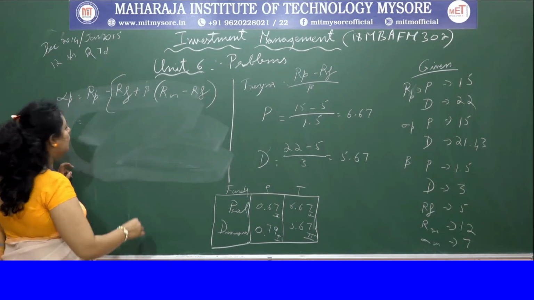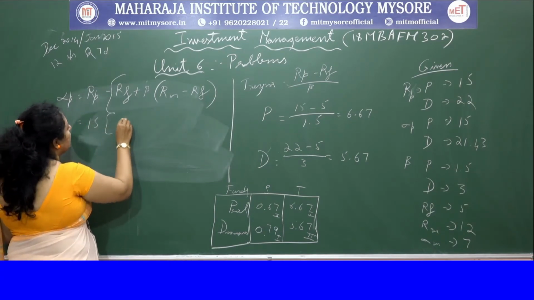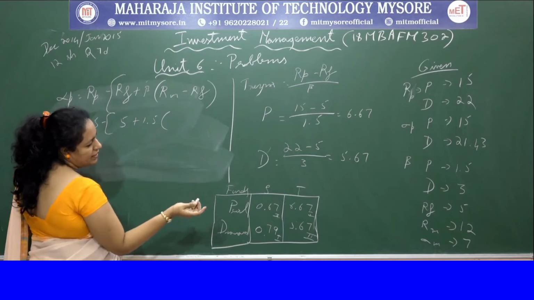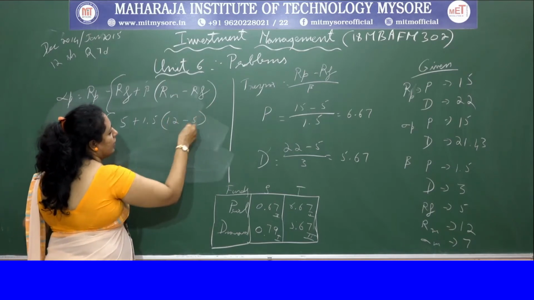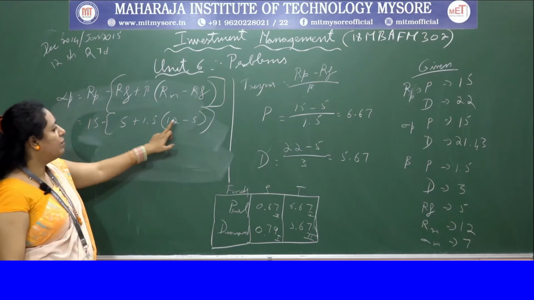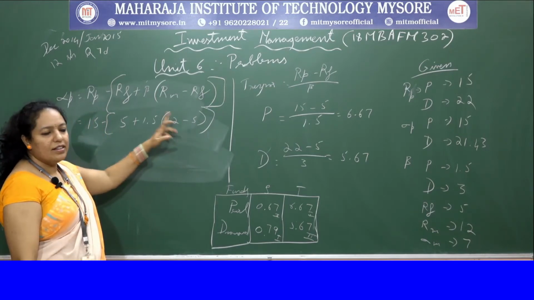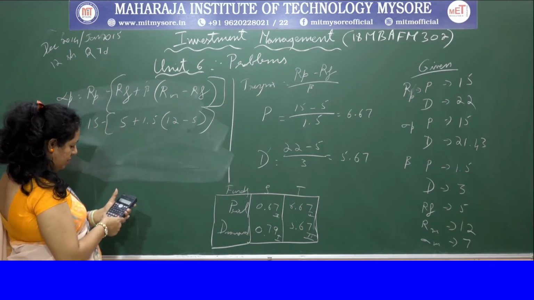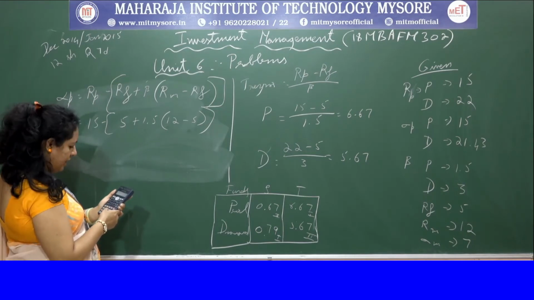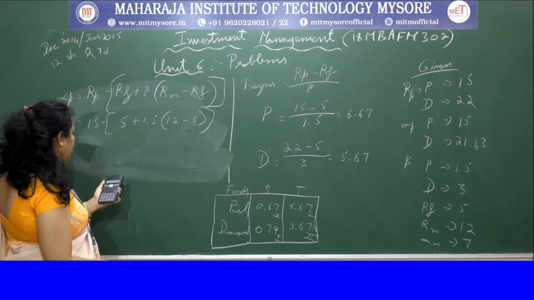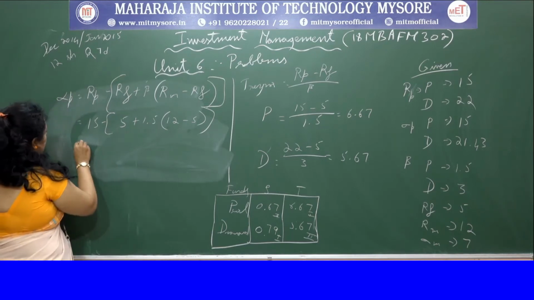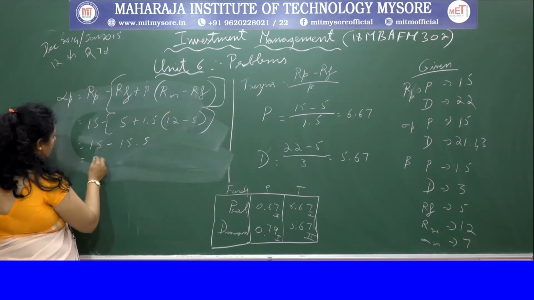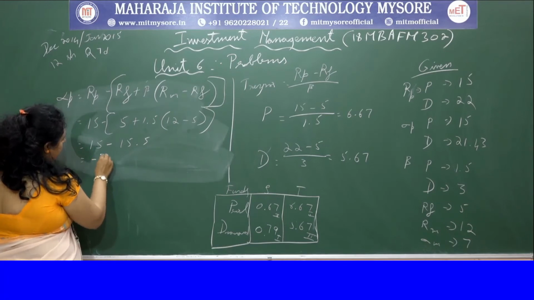So for this, Rp is 15, Rf is 5, plus beta is 1.5, Rm is 12 minus 5 again. So 12 minus 5 is 7. 7 into 1.5, you get 10.5, plus 5, you get 15.5. 15 minus 15.5, you get minus 0.5.